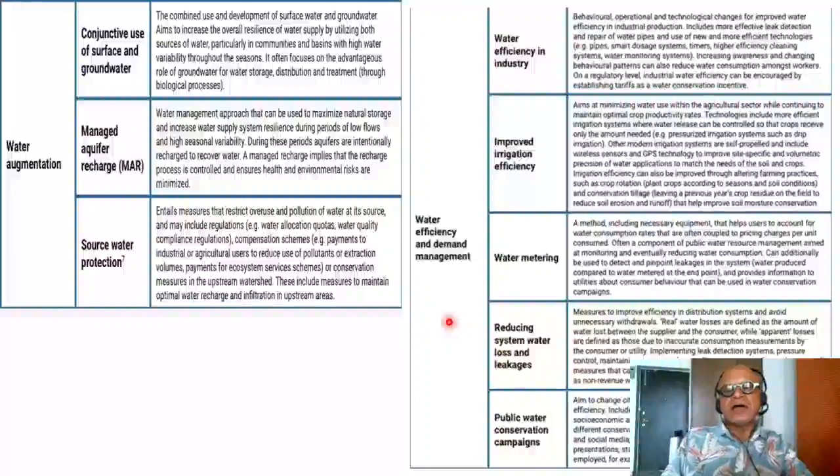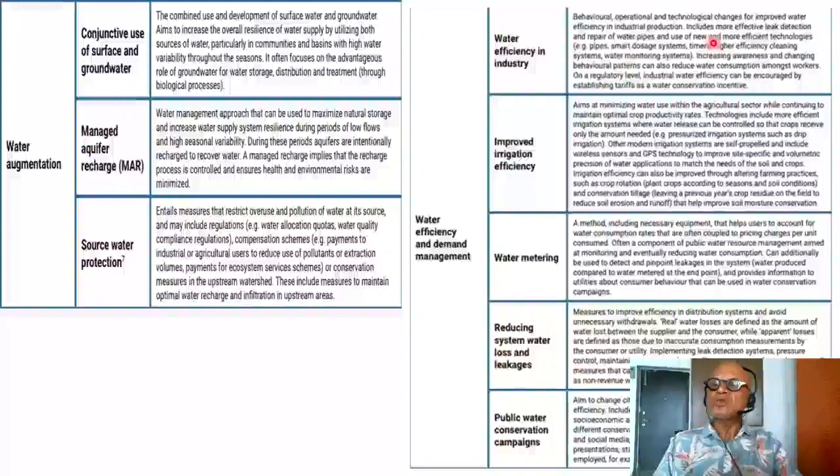So the next item on adaptation response is water efficiency and demand management when you have too little water. So water efficiency in industry, behavioral, operational, and technological changes for improved water efficiency in industrial production. Let me read that again.